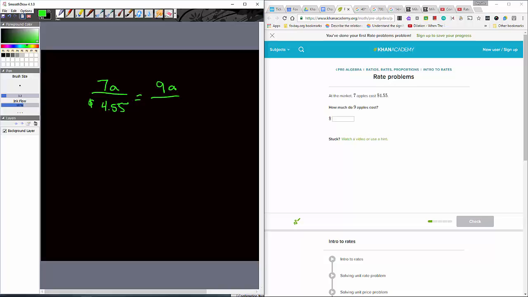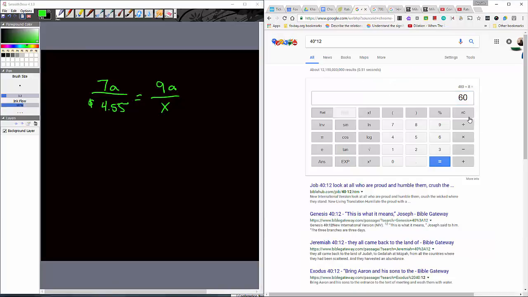I can find the unit rate per apple and multiply by 9. I can find the scale factor, or I can do cross multiplication. Again, for this one, I'm just going to do cross multiplication, just to make it easy for myself. So I'm going to change this and say 4.55 times 9 equals $40.95, and then divide that by 7. And I get $5.85 for 9 apples. Again, that's my answer, 585.